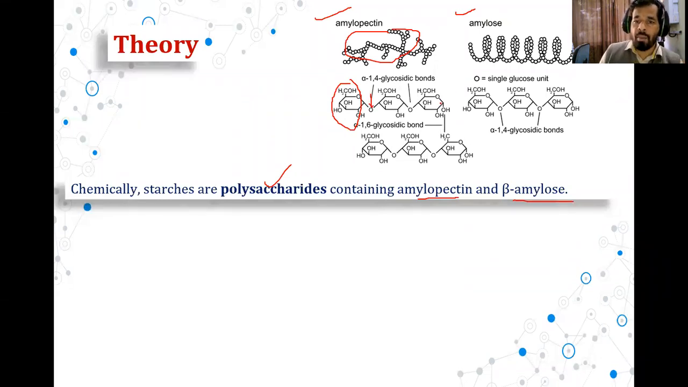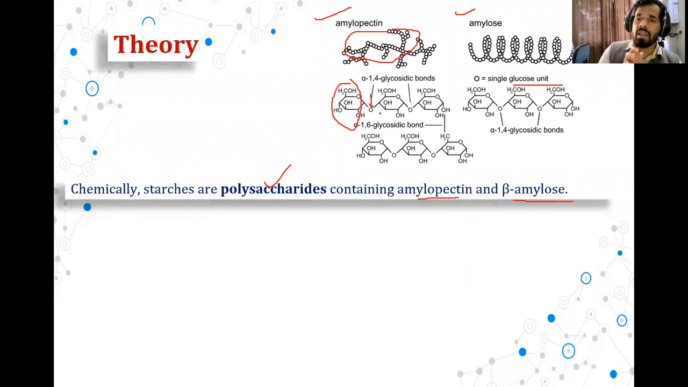Okay, so the amylopectin is a branched chain, and it is larger in length. Then amylose, you will see alpha 1,4 glycosidic linkages or bonds are present. O indicates a single glucose unit, so O means a single unit. So this is the basic structure of the starch.